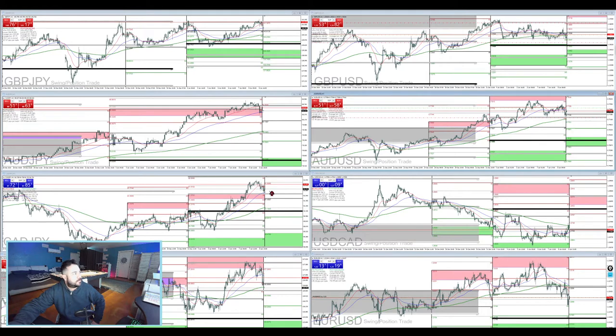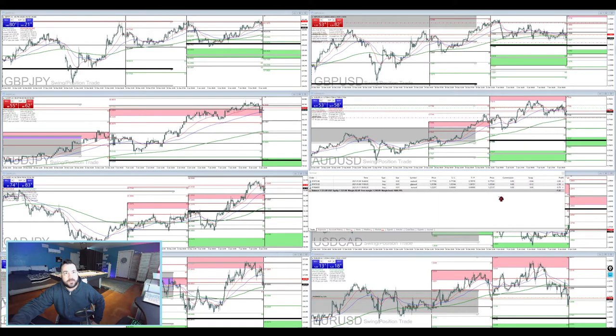Right, excellent. So the only one is the CAD yen. I'm going to give that one a couple minutes and move right back on. Oh, sorry, not the CAD yen, the Aussie yen. All right, I just want to make sure here on my client's account that I did have the trade trigger for the euro, and it did. Okay.